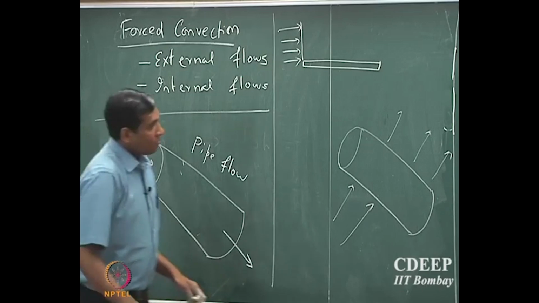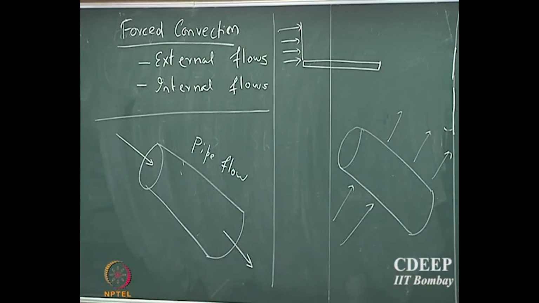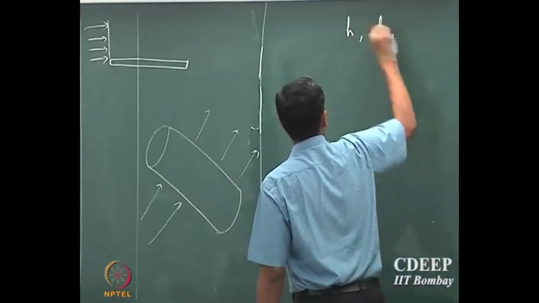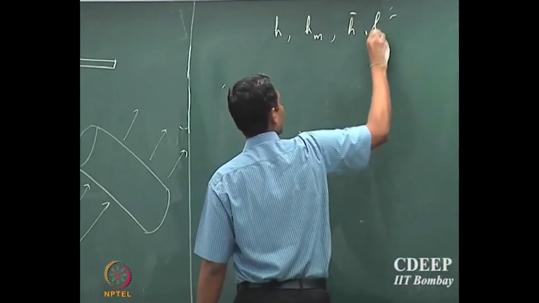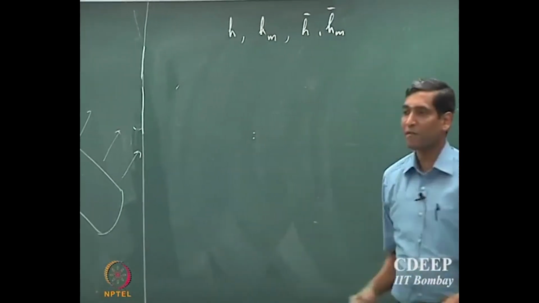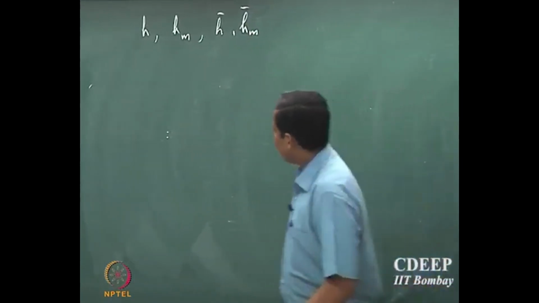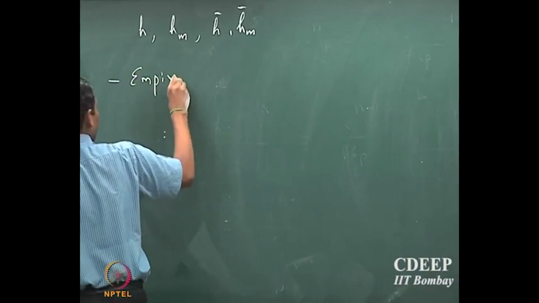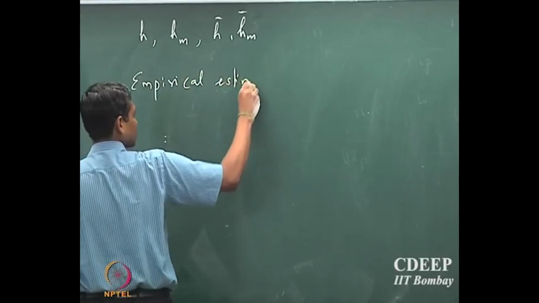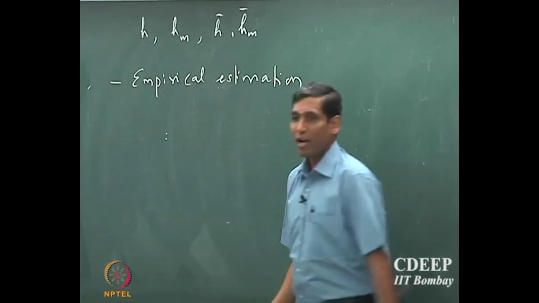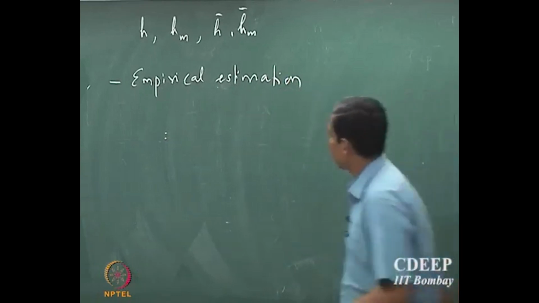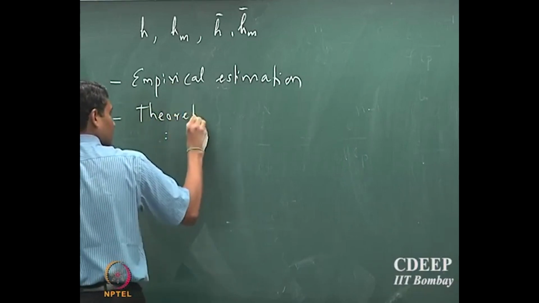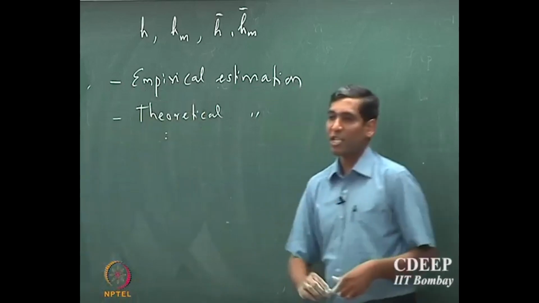Now before we go into the details of this, there are two methods. Note that the objective is to find the heat transport coefficient and mass transport coefficient, local and average. That's what we want to find. That's the objective for all of these problems. So before we go into that, we're going to look at two possibilities. One is the empirical estimation, and the other is the theoretical estimation. We're going to look at both of these possibilities.